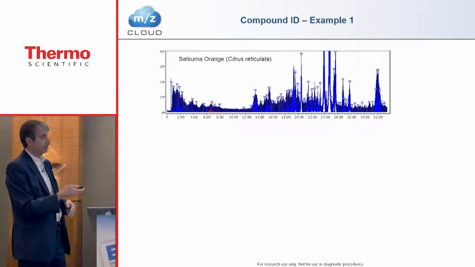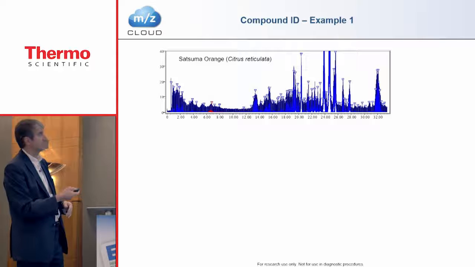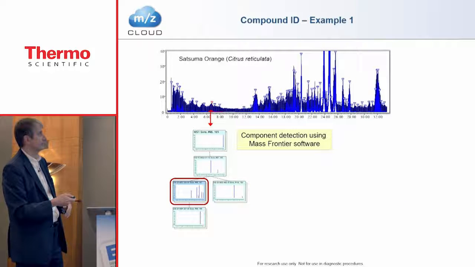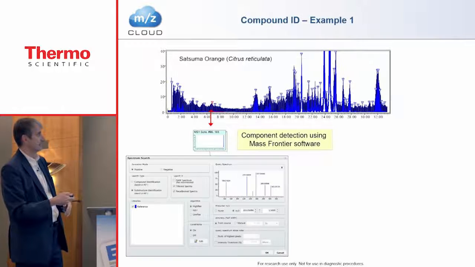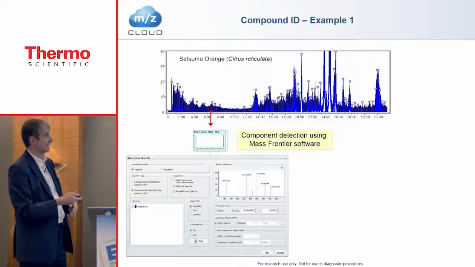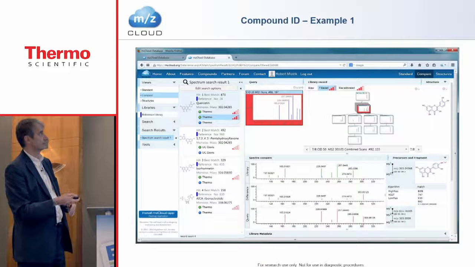So this is an example from metabolomics. This is an extract from an orange. We have an unknown component here. This is a spectral tree. Using Mass Frontier, we have extracted the tree. Then we search the tree in mzCloud. So this is our hit list.